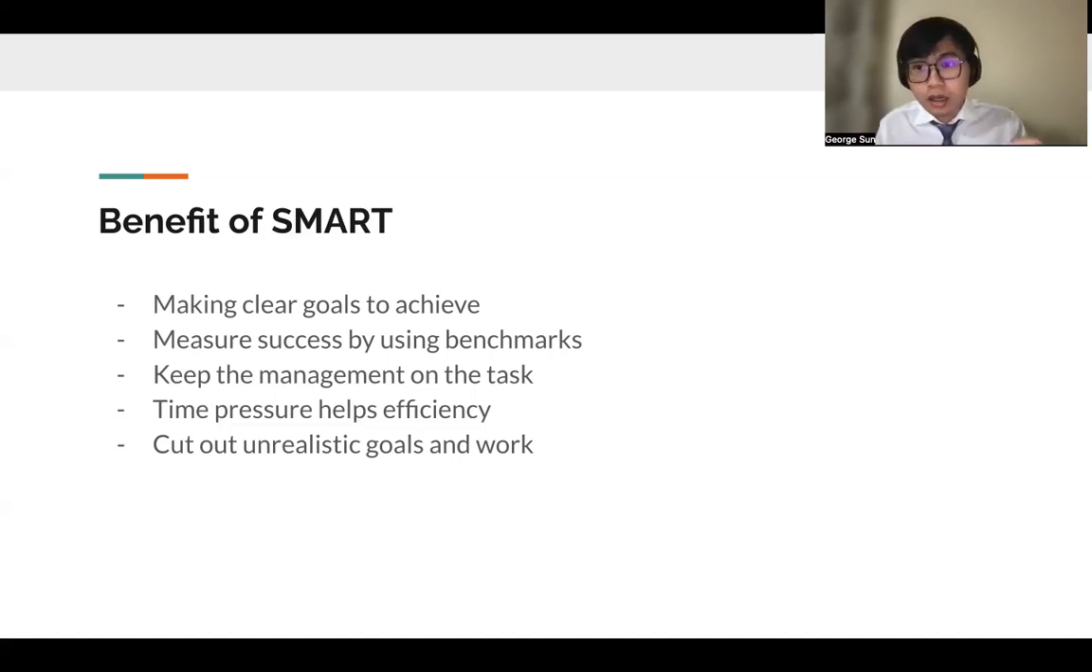Also, it cuts out the unrealistic goals. People like to daydream. I like to daydream as well. So by using this, it cuts out that part of unrealistic goals and just focuses on what the business needs to do to get to that goal as soon as possible, which I really like about SMART.